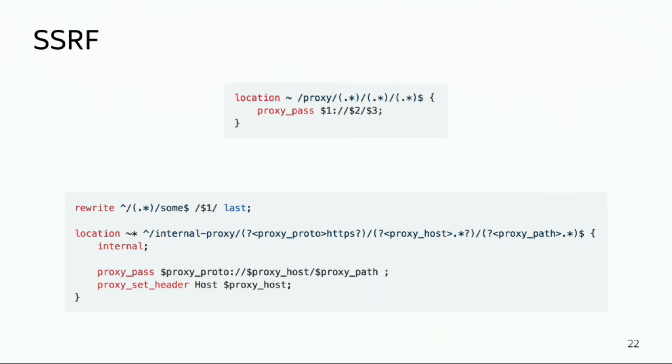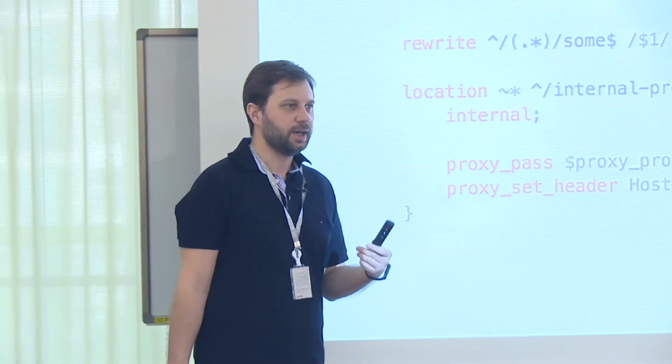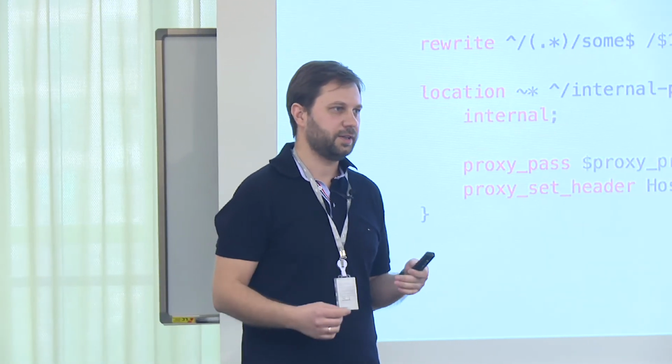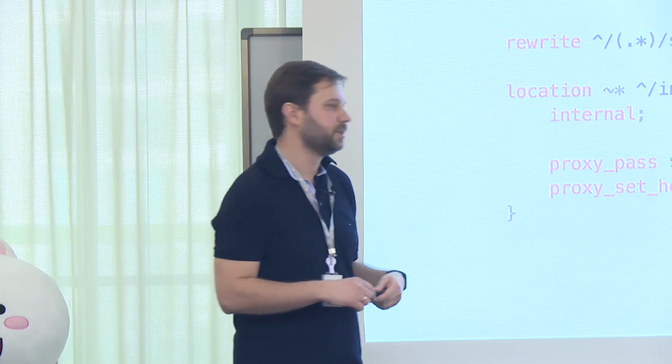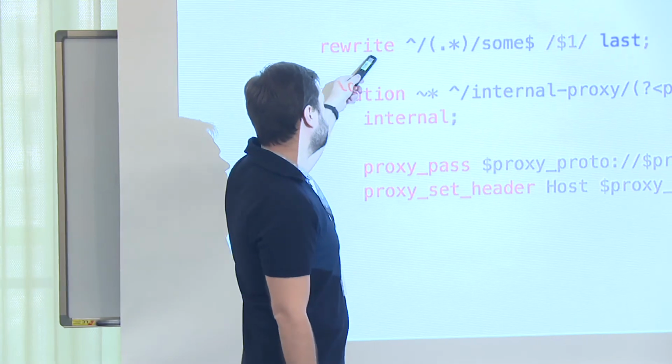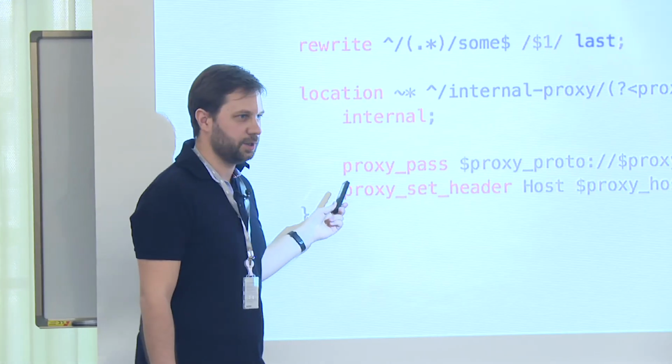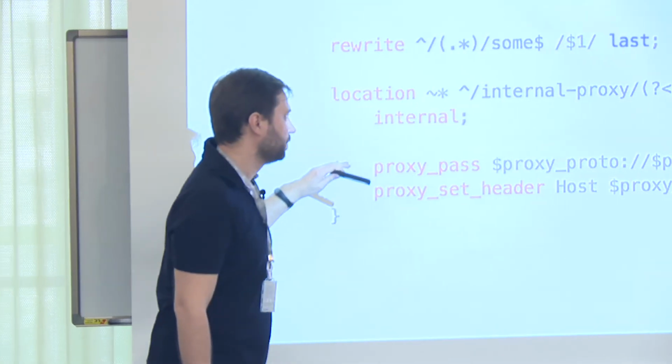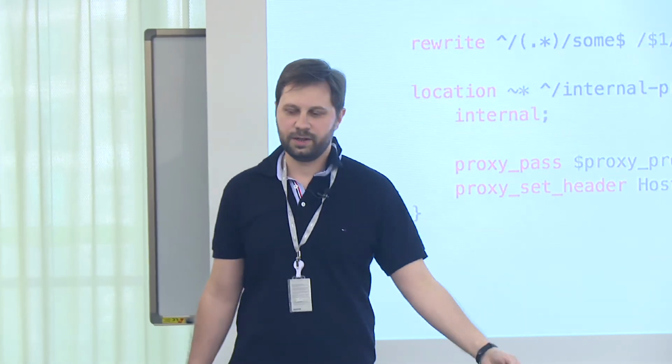Okay, and that was the first example, and the second example is improper use or misunderstanding of internal sections. So, for example, in nginx you can mark a location as internal, and it can't be accessed from outside. It's just an internal location, but some developers forget about that. A rewritten request becomes internal, so you can just chain those two sections and get an SSRF vulnerability.